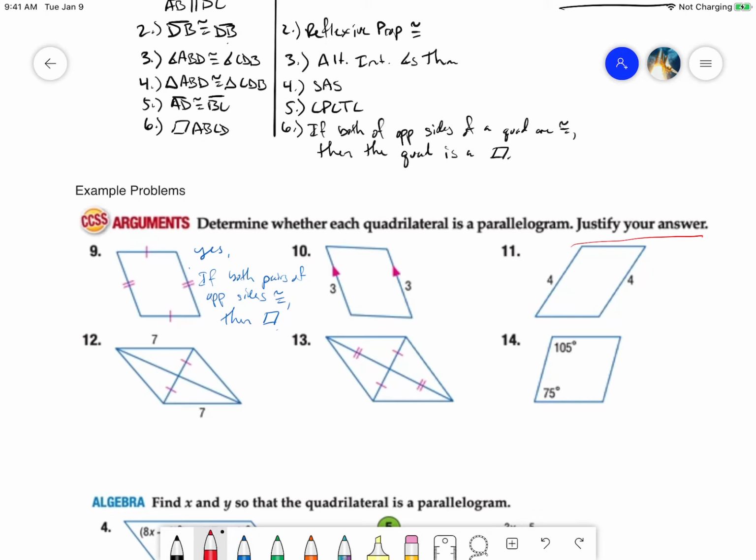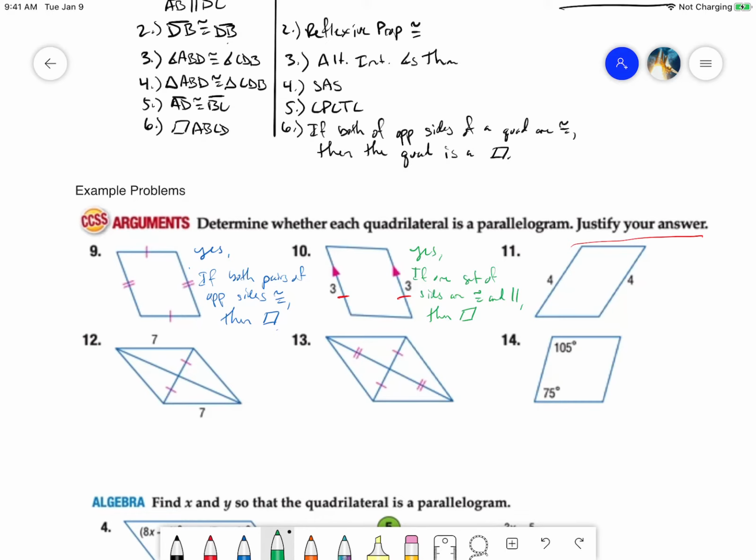For number 10, we have one set of sides that are obviously parallel, that's what those arrows indicate, and we're also given that their measures are 3. If they both have the same measure, that means they are congruent. So this would also be a yes, and this is the theorem that we just proved. If one set of sides are congruent and parallel, then it's a parallelogram. You see how I'm cutting out some of the keywords since we already know we're talking about a quadrilateral.